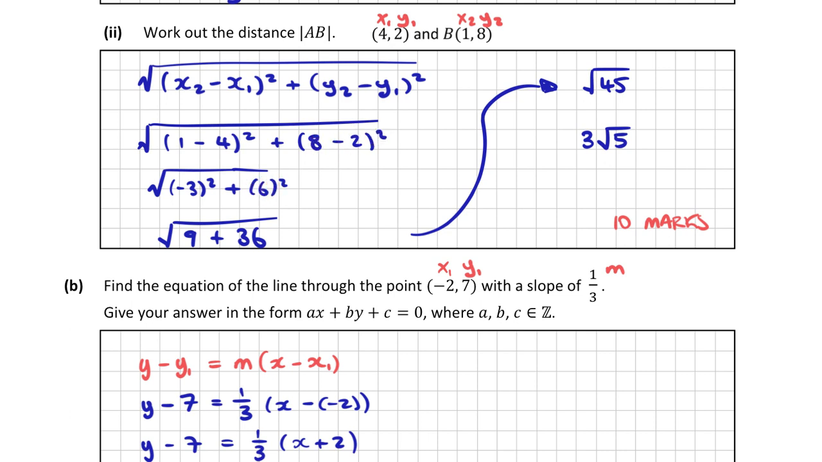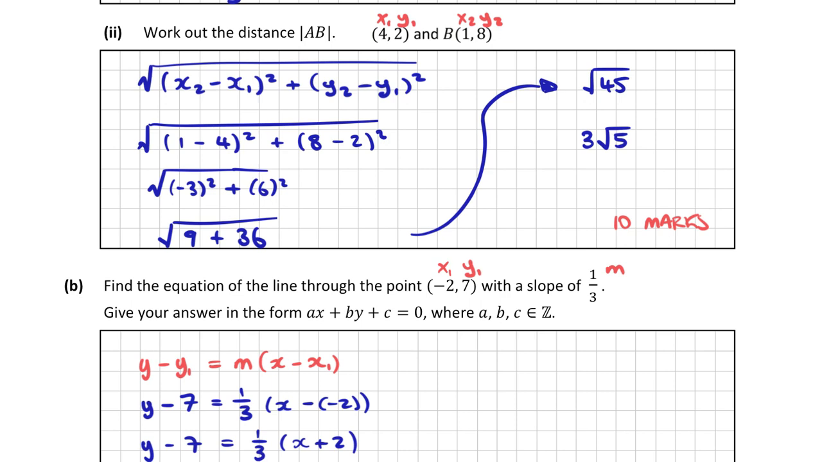When we square a negative, if we get negative 3 squared, that's just negative 3 times negative 3, which gives us a positive, because a negative by a negative gives a positive. 3 by 3 gives us 9. 6 squared is 6 by 6, which gives us 36. And again, we're adding the 2 of them, so we still have our square root. If we add 9 and 36, we get 45. And if you type the square root of 45 into your calculator, you will get 3 root 5. And that was for 10 marks.